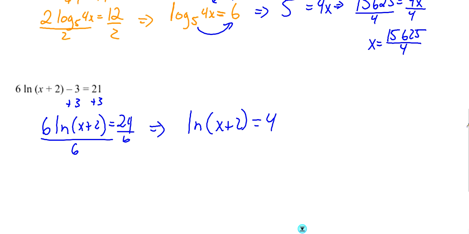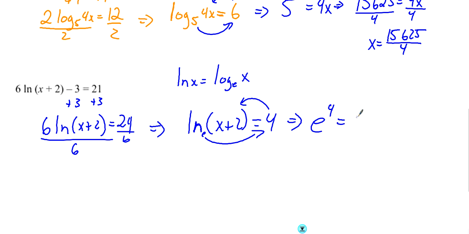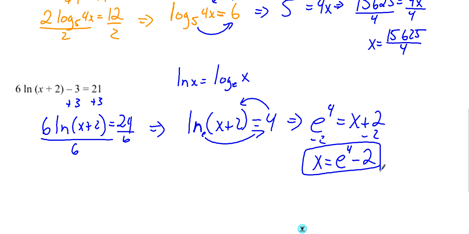Now that we've got our log by itself, we're going to switch it to its exponential form. Remember, natural log of x is the same thing as log base e of x. So again, this is the circle method. When I change it to its exponential, it's e to the 4th power equals x plus 2. Since we're trying to get x by itself, we subtract 2 from both sides. Now e to the 4th power is a number. We just have to plug it into the calculator, so I'm going to leave it like this. And that is the actual value.